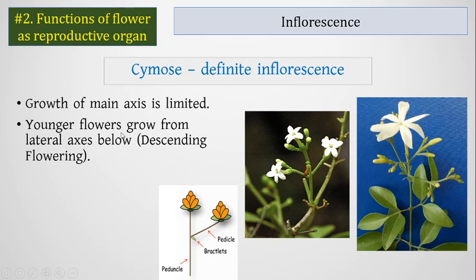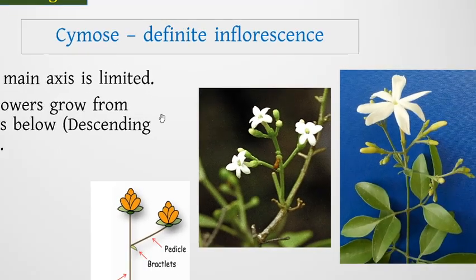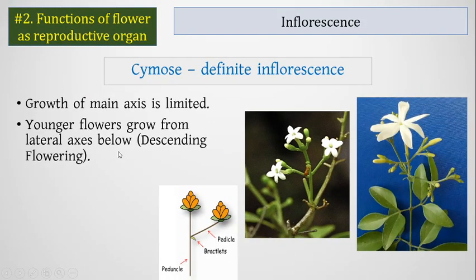This flowering style is called descending flowering, because at first the bottom flower is bloomed, then the new flowers emerge from the bottom of it. So the flowering style proceeds from the top and then consecutively to the bottom. That is why it is called descending flowering. An example is jasmine, we have said that earlier, Jui, Belly, etc.